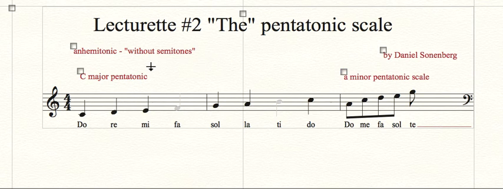And the relationship, the last thing I'll say, is the relationship between the two is the same as between C major and A minor. If you think about a C major scale, the natural minor has all the same notes, and that would be A minor. And same thing with a C major pentatonic scale. The A minor pentatonic scale is going to share all of those same notes. They're just going to be in a different order.